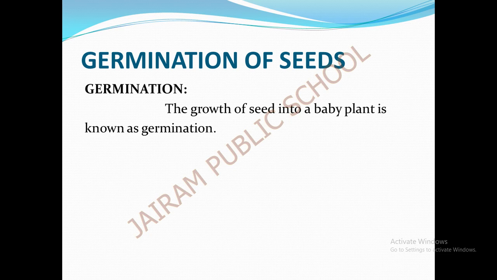Germination of seeds. What do you mean by germination? The growth of a seed into a baby plant or seedling is known as germination. So a new baby plant will grow from a seed. That process is called germination.